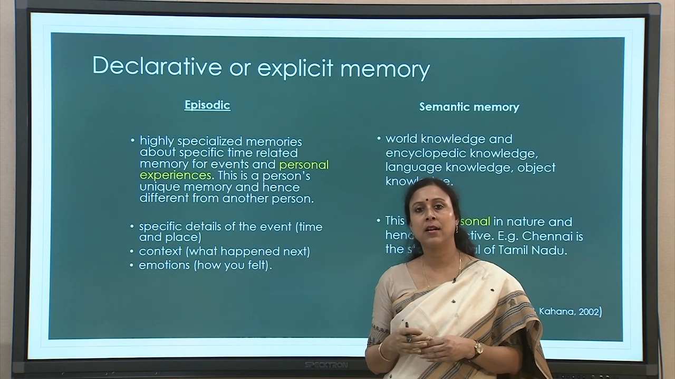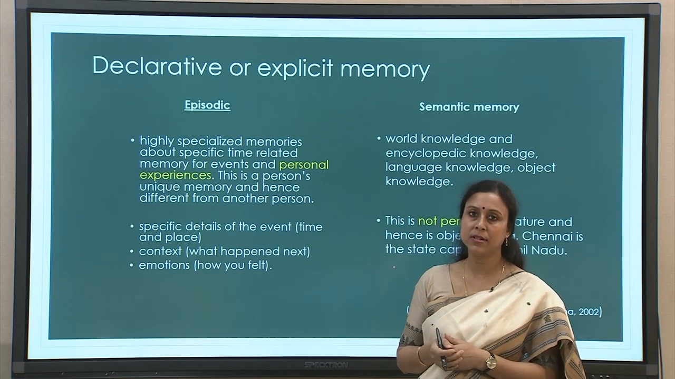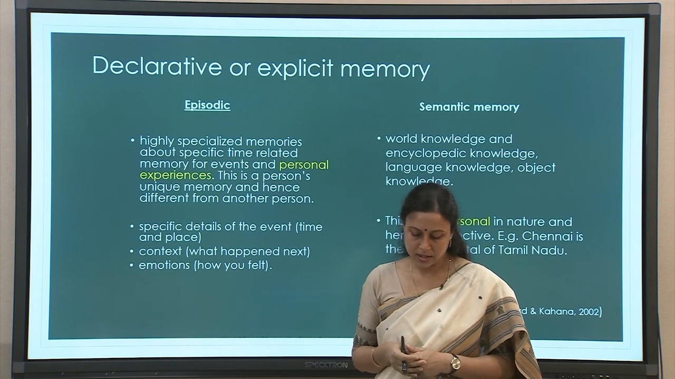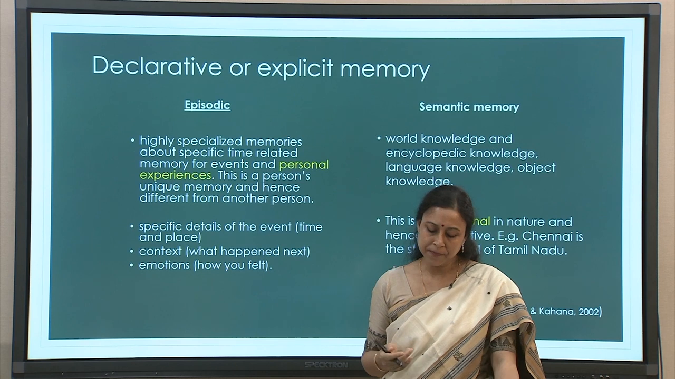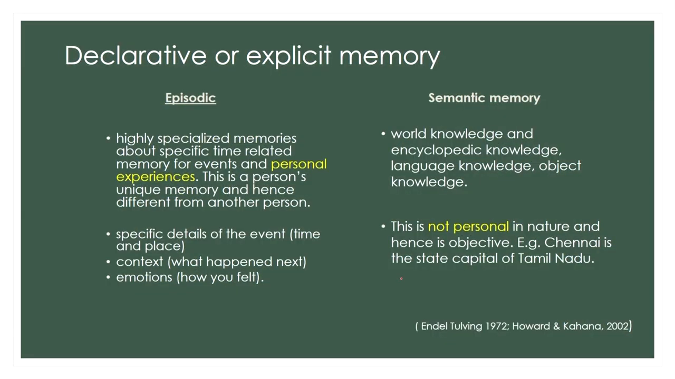In fact, there is one aspect of episodic memory which is called autobiographical memory, that is also there. But we are not going into all of those details. The basic idea is that episodic memory deals mainly with a person's individual unique experiences, and that is why each person's episodic memory could be different from the other person's. So it also includes specific details about the event, time, place, and the context, and the emotions, and so on.